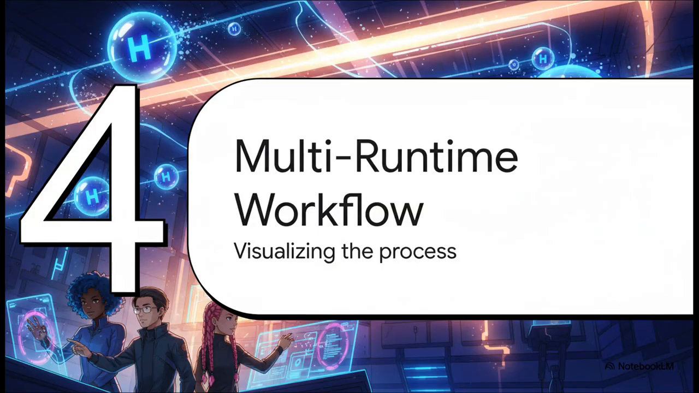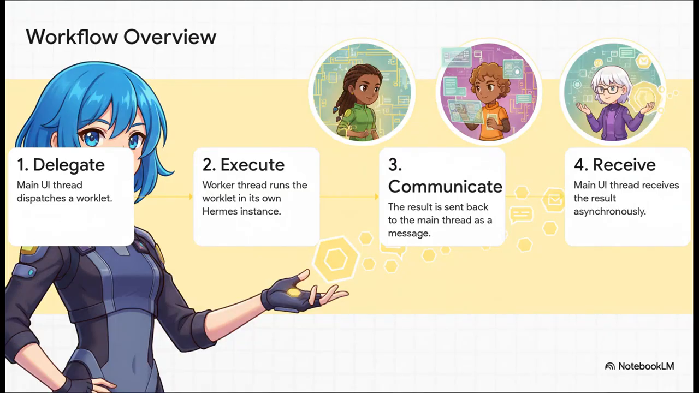Okay, so that's the theory. But what does this actually look like in practice? Let's visualize the entire workflow, from beginning to end, to see how all these pieces really fit together. The whole thing really just breaks down into 4 main steps. First, the main thread delegates the heavy work, packaging it into a worklet. Second, a worker thread executes that worklet in its own private Hermes instance. Third, the worker communicates the result back as a message. And finally, the main thread receives that result whenever it's ready, without ever being blocked.